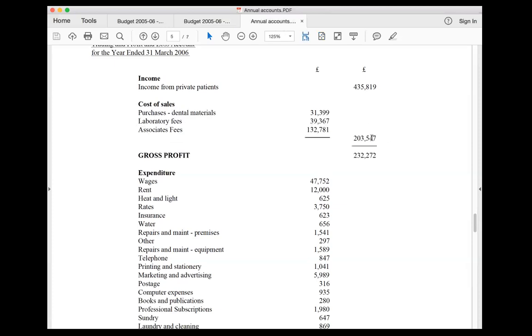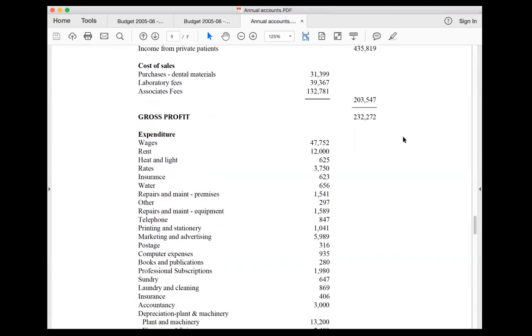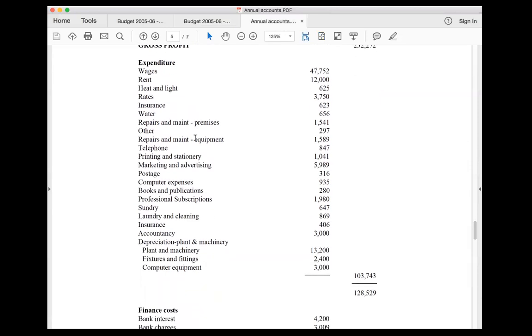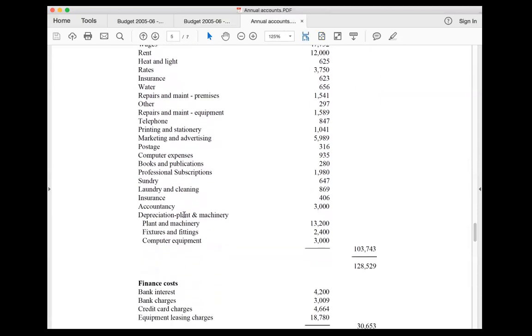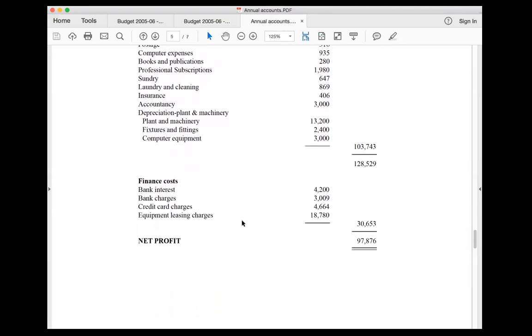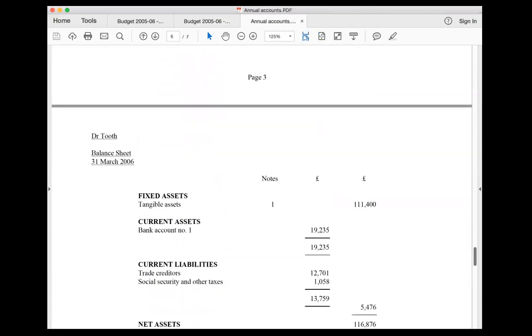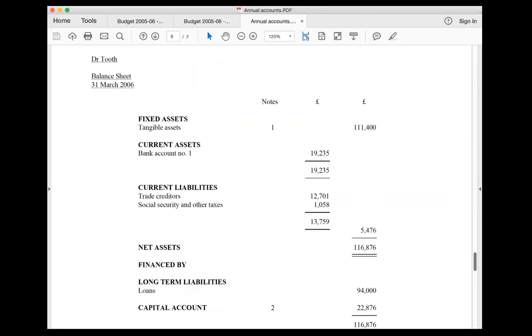So that then comes to the gross profit. And then after that are all the overheads or expenditure that you've got, things such as wages, rent, light, heat, telephone, etc. And then at the bottom, you've got something like depreciation, plant and machinery, fixtures and fittings. And then in addition, you've got finance costs, bank interest, bank charges, etc., leading to a net profit in this instance of about £98,000.